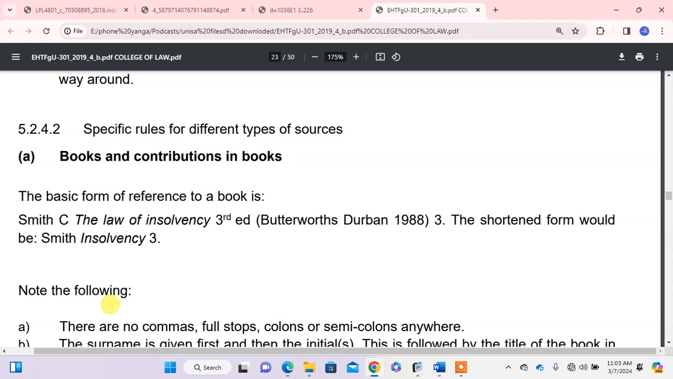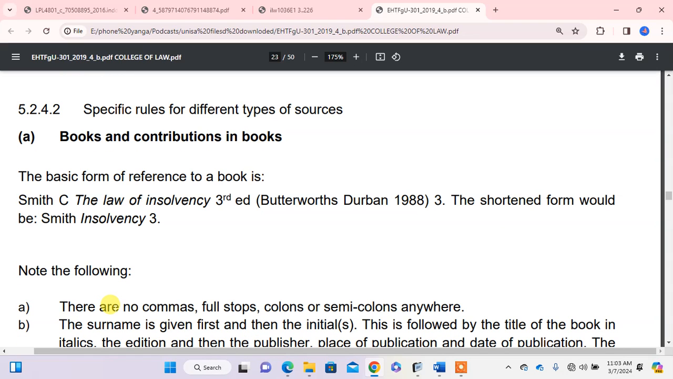We have a book here and contributions in books. The basic form of reference to a book is Smith C, The Law of Insolvency, third edition, Juta 1988, page 3. This Smith C is a person, then it is followed by the book that he has written, The Law of Insolvency. Then it's followed by the edition, which is the third edition. Then it talks about where it was published and all the stuff, and the year. And then we talk about the page number.